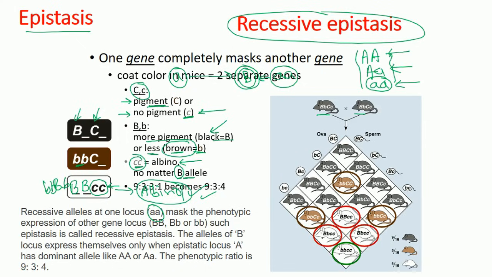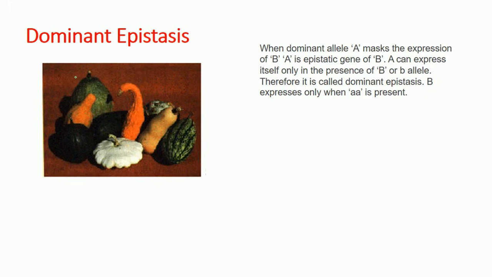Okay. So what we find here based on this ratio, normally the ratio should be 9:3:3:1. Instead of that, we get a ratio of 9 black without any alteration. We get 3 brown and we get 4 white or albino. See there? That will be the ratio for recessive epistasis, 9:3:4. Let's move to the next one.